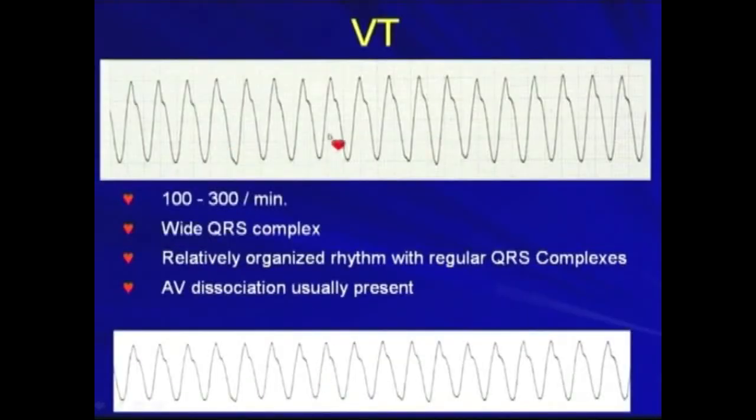So here are two strips showing ventricular tachycardia. The rate is 100 to 300 beats per minute. It's a wide QRS complex, which means the QRS complex duration is more than 120 milliseconds. It's a relatively organized rhythm with regular QRS complexes, and AV dissociation can sometimes be seen on the ECG.